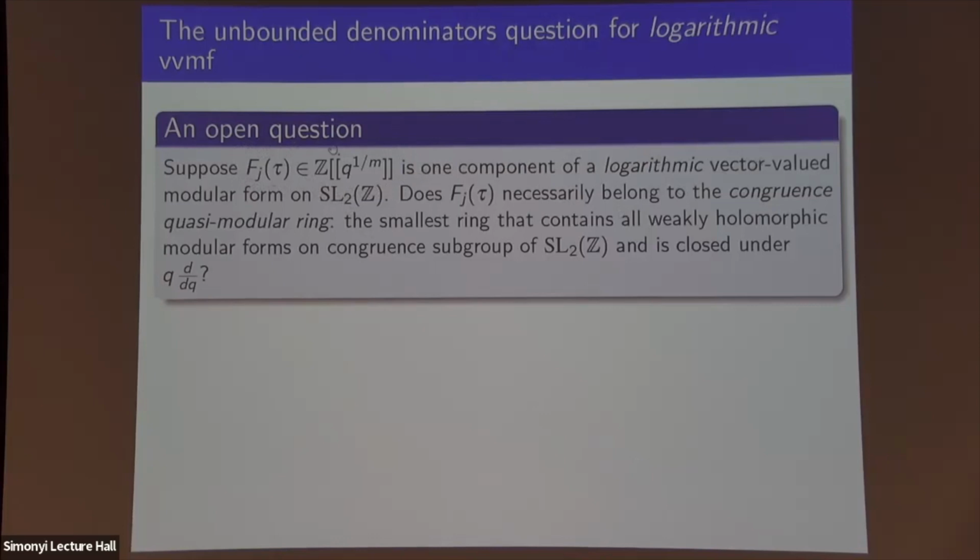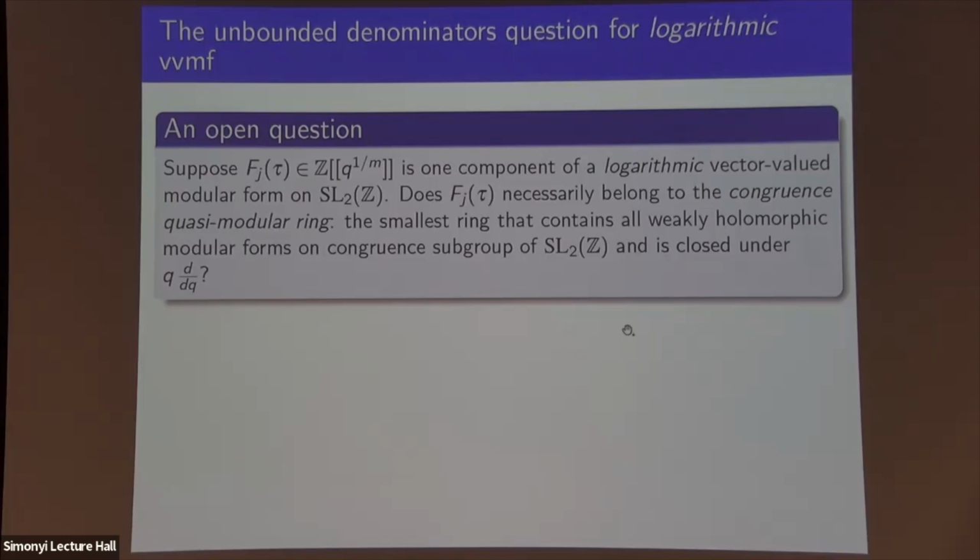Suppose we have this vector valued modular form, and we look at only one of its components. Suppose it has integer coefficients, integer Fourier expansion. Then does it belong to the congruence quasi-modular ring, which is by definition the smallest ring that contains the weakly holomorphic modular forms, which means we require that they are holomorphic on the half plane, but they may have poles at cusps, on congruence subgroups of SL2Z, so we consider all congruence subgroups at once, and take the minimal ring containing this, and closed under the derivative, the Ramanujan theta operator.